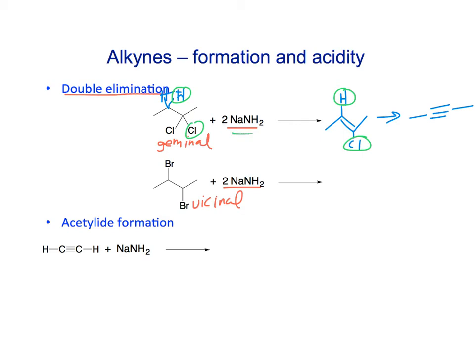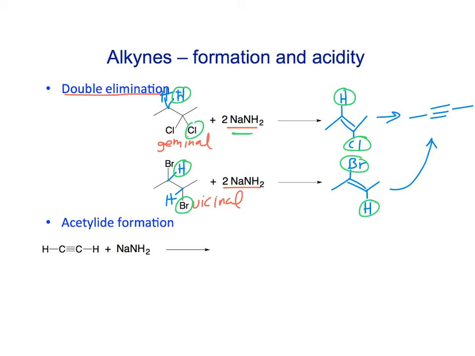In the bottom example, we have an H here, and we have an H here. So we do the first elimination, and it likewise gives us the vinyl bromide. Okay, so we've removed, in this case, this H and this bromine, and then we do this again. It removes those 2, and again we get the same alkyne.